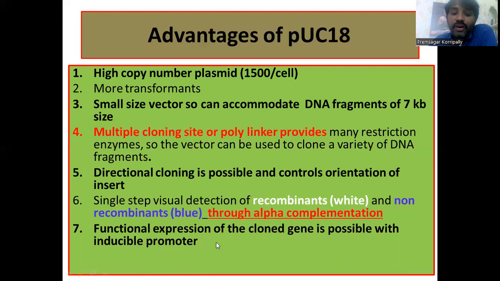And the next one is that functional expression of the cloned gene is possible with the inducible promoter. Functional expression means it will not produce a high amount of protein, but it is possible to see functional expression, meaning you can assay that particular activity of the protein. If it is an enzyme, you can see the enzyme activity from the recombinant one. If it is a transporter, it accumulates that substrate. Massive production of a protein is not possible from this vector.